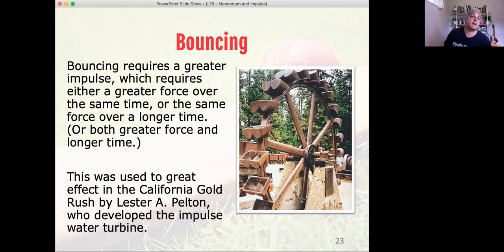And that was used to great effect in the California Gold Rush by someone who designed the bouncing water wheel. The impulse water turbine is the name that they gave it, which is fairly generic because impulse is always present. This is just increasing the impulse by causing the water to essentially bounce. So I will jump over to the document camera for a moment and just try and hopefully make a bit more sense out of this impulse water turbine.